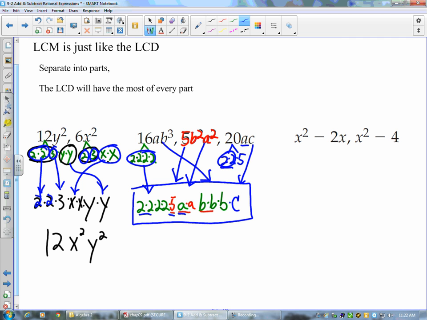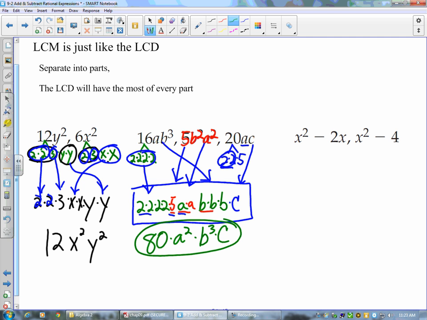Different ways of looking at this. I'm trying to give you multiple strategies all at one time. It's probably not a great idea. Then combine it all together. 2 times 2 times 2 times 2 times 5 is 80. A times A is A squared, times B times B times B is B cubed, times C. And that is my least common multiple.